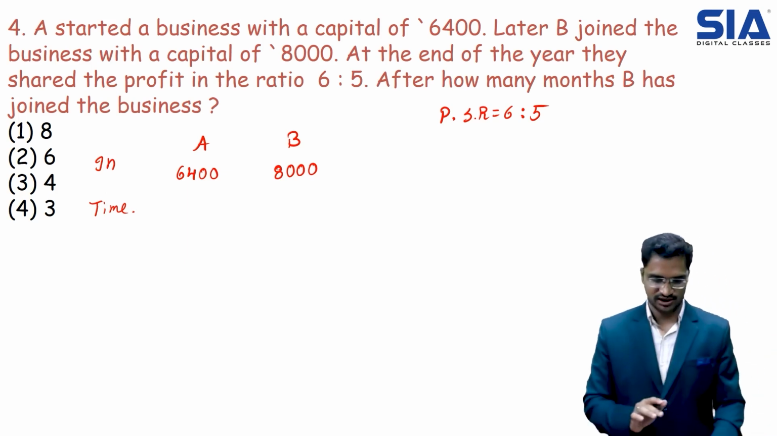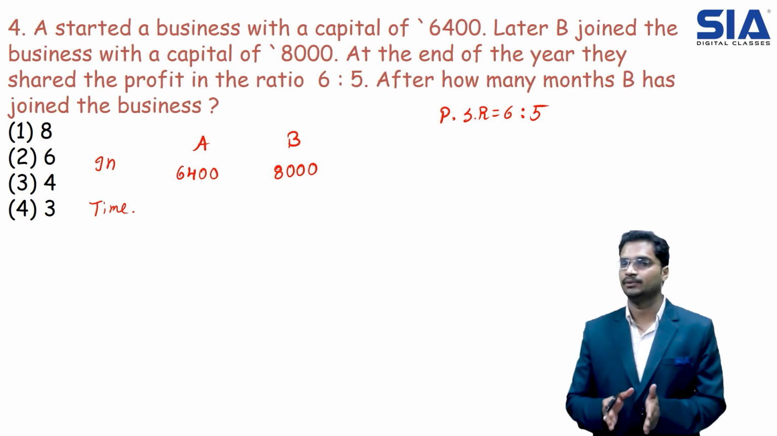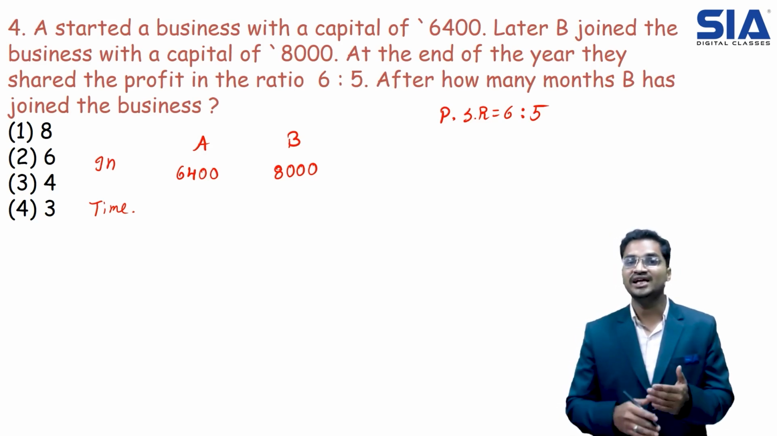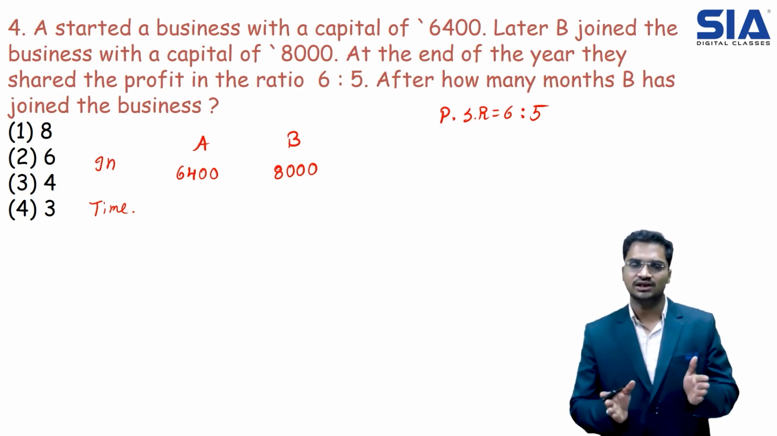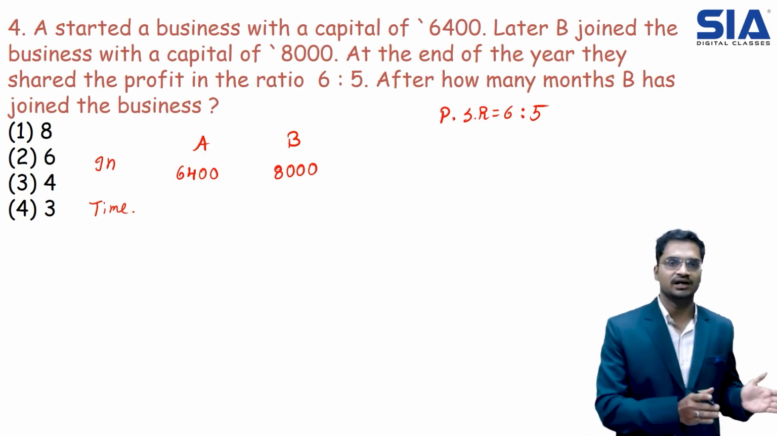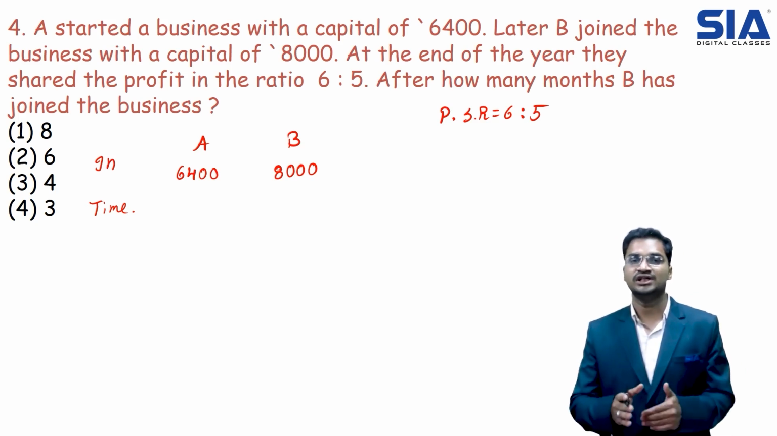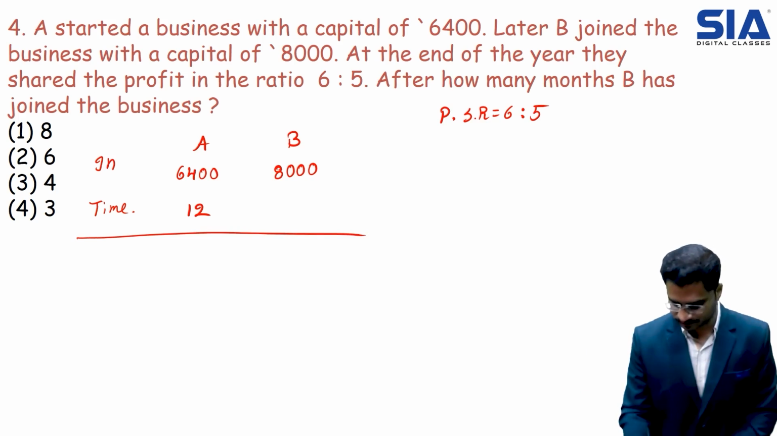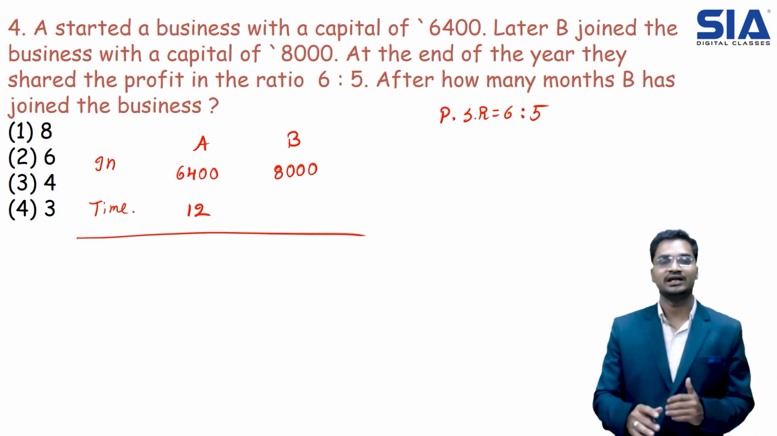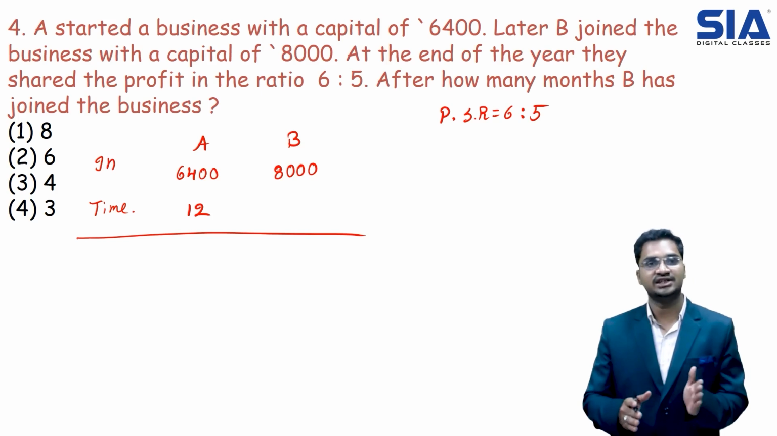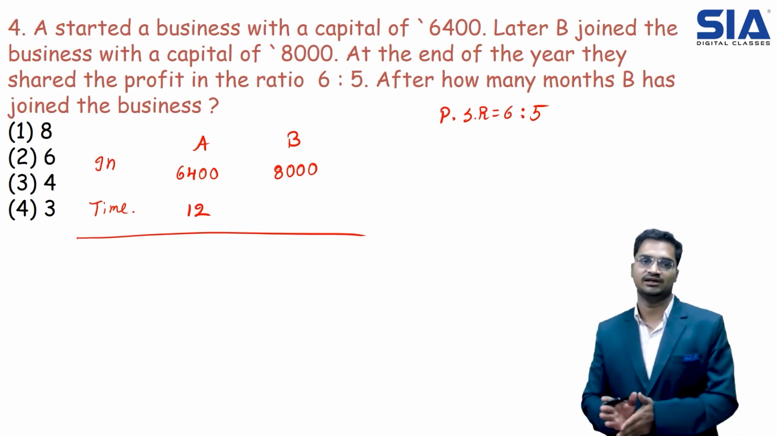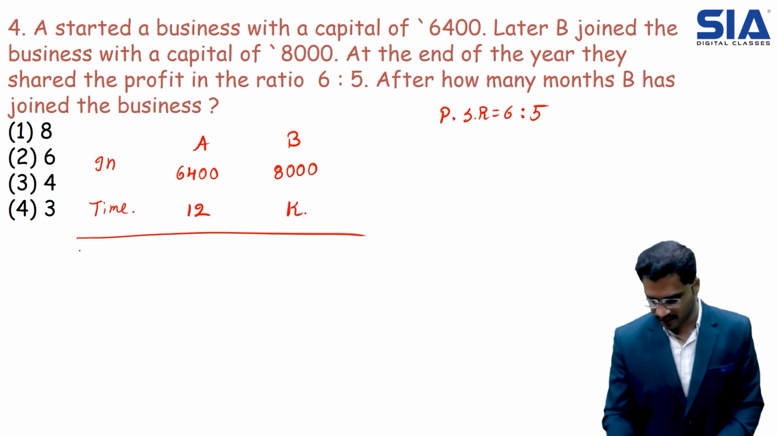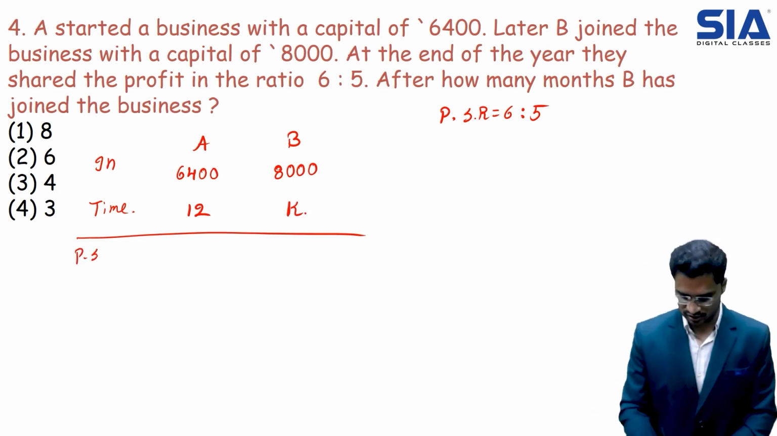So first of all, let us check once again the question. A started a business with a capital of 6400. Later B joined the business with capital. So A is starting the business. He is there from the start until the end of the business, so he is not leaving in the middle. So the time period for A will be 12 months, because he is starting the business and staying in it from start till end. But we do not know how many months B stayed. So let us solve this.